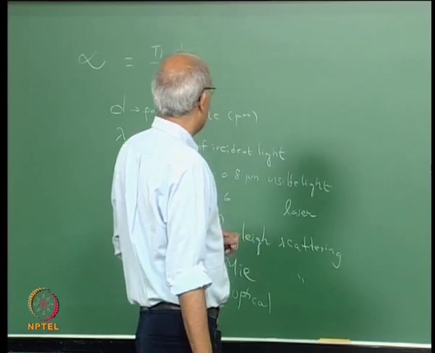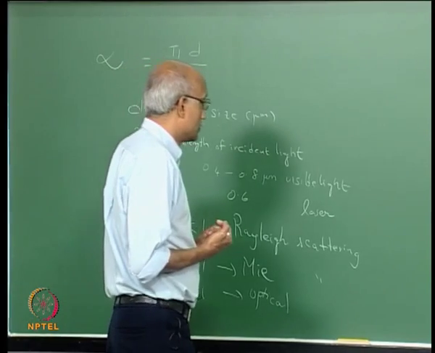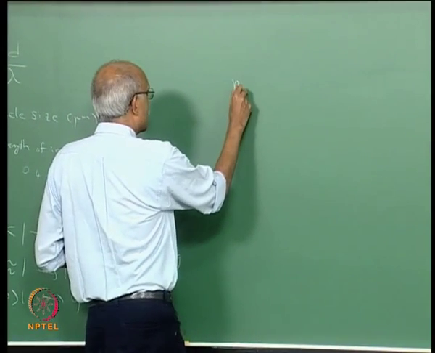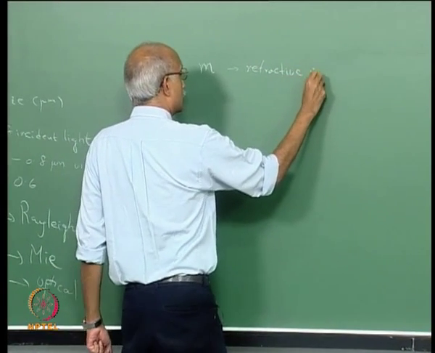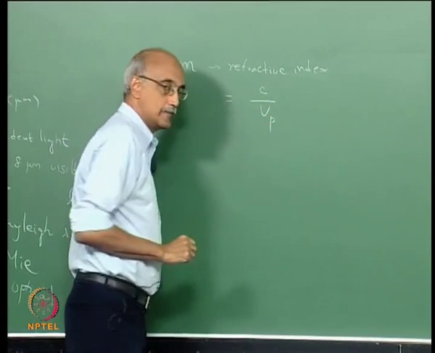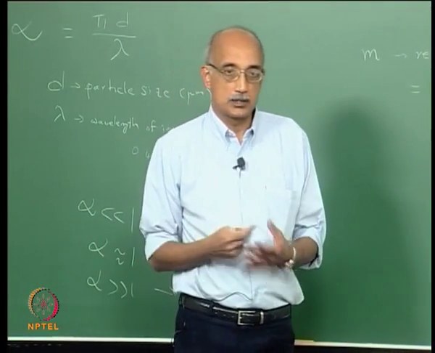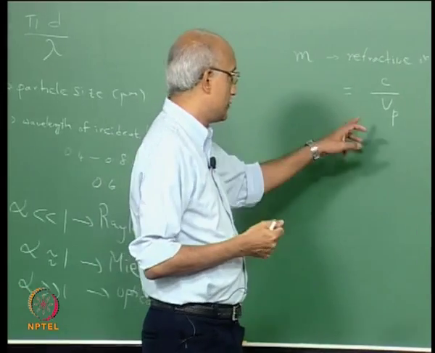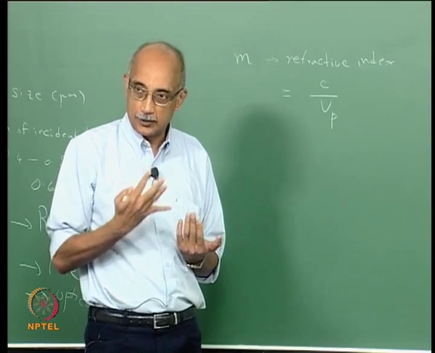The other dimensionless parameter that is important to consider is, of course, the refractive index. So m, the refractive index, can be defined as c over Vp, where c is the velocity of light in vacuum and Vp is the velocity of light through the material of concern. So if your particle is alumina, then the Vp value that we consider would be the velocity at which light is transmitted through alumina as a material.